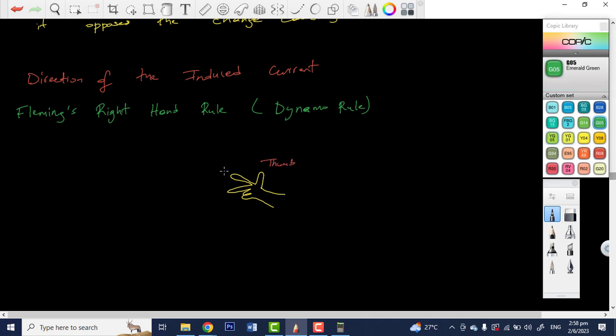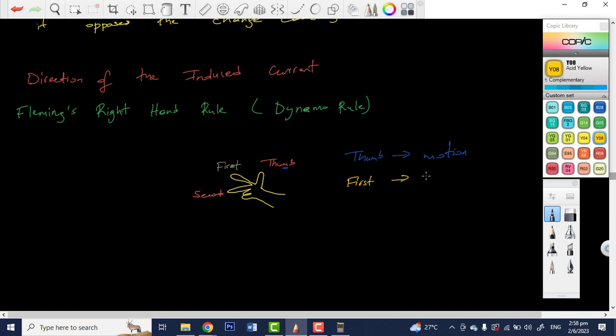The thumb. This is your first finger. And this is your second finger. So with Fleming's right-hand rule, we look at the M, right? The thumb tells the motion. The first finger remains the same.